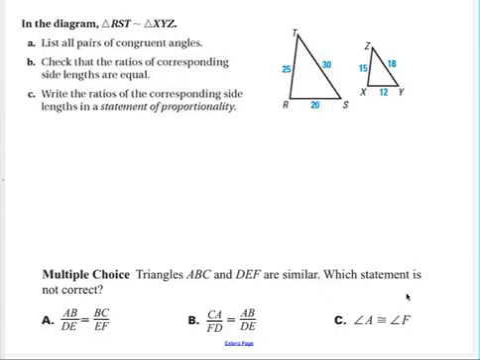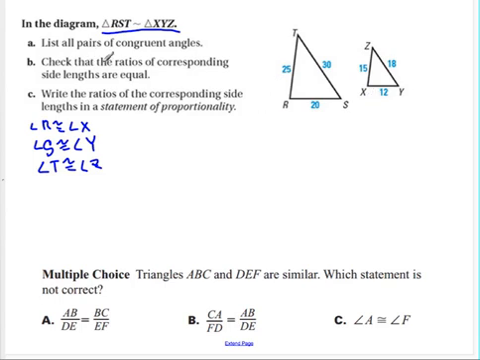Let's look at our first example. It says list all pairs of congruent angles. All I really need to do is look at this similarity statement here. Looking at this, I'm going to say that angle R is congruent to angle X. Angle S is congruent to angle Y, and then finally angle T is congruent to angle Z. This is given to me right here with our similarity statement. That's how I know what my congruent angles are. I think it's a lot easier than trying to dig this out of the triangles in the picture.